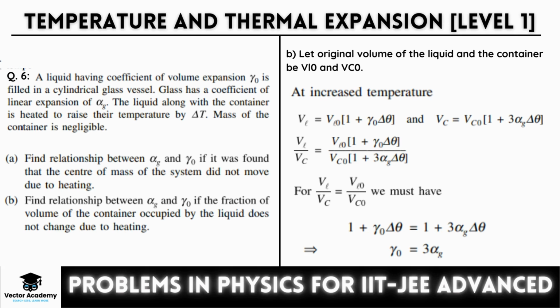For the fraction VL by Vc to be equal to VL0 by Vc0, we must have 1 plus gamma into delta theta equals 1 plus 3 alpha into delta theta, which finally gives coefficient of volume expansion gamma equals 3 into coefficient of linear expansion alpha.